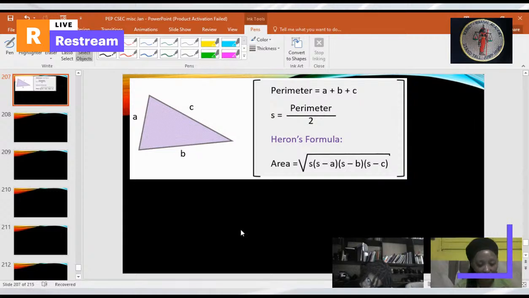All right, let me know when you're finished writing it off. Miss, do you mean the seven perimeter? Oh, why is it seven? S means semi-perimeter in this formula. Okay, miss, I wrote it down. All right.